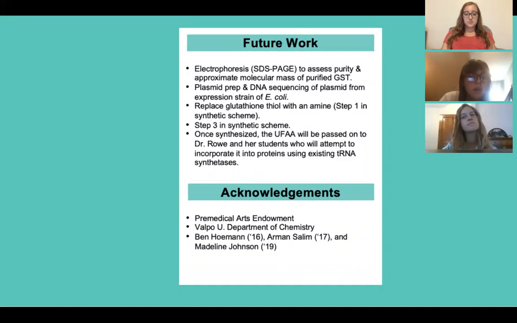We also want to keep going and learning more about step 3 in the synthetic scheme, which was taking away those two side chains. Once we get this synthesized, the UFAA will hopefully be passed along to Dr. Rowe and her students, who are then going to attempt to incorporate it into their proteins using their existing tRNA synthetases.